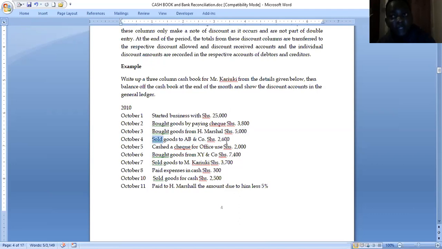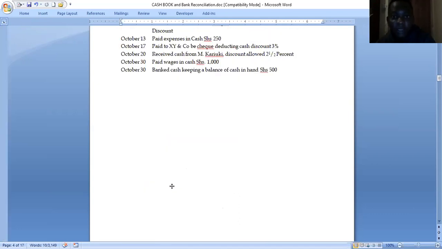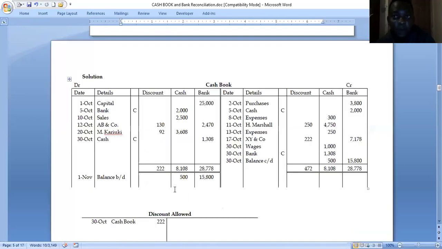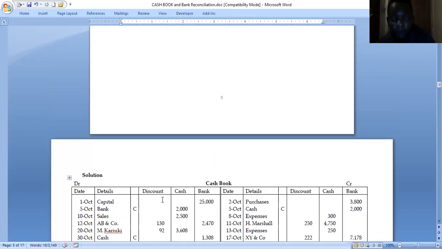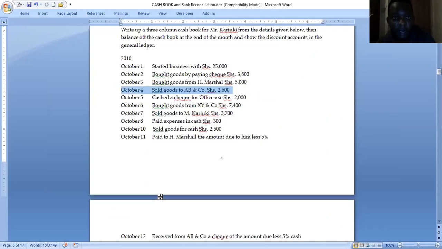So there is no cash or bank here. So as such, this entry shall not go anywhere in the cash book. When I look at our cash book, that transaction is not entered. So please refer to these notes I have sent you. So sales and AB are out of the cash book.